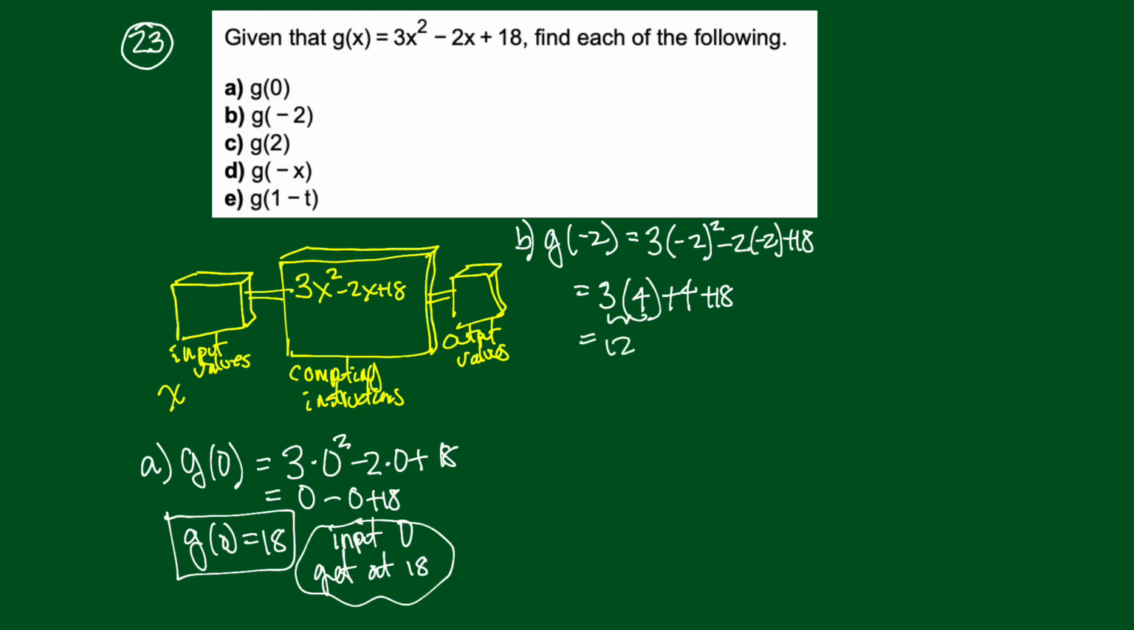There's a 12 plus 4 plus 18. So we get 16 plus 18. Looks like a 34 to me. So g takes a -2 and converts it to a 34.